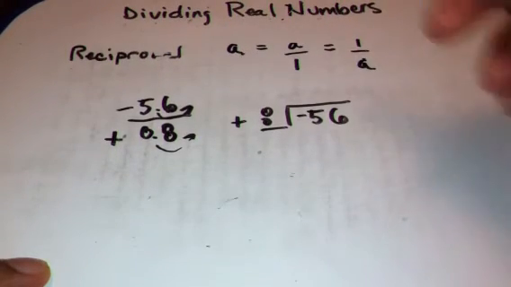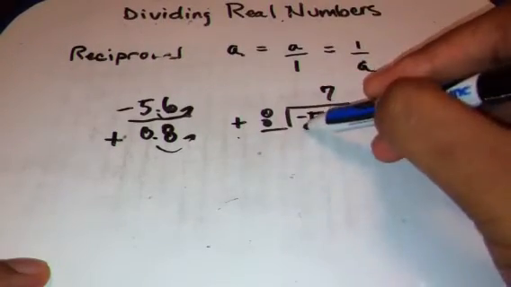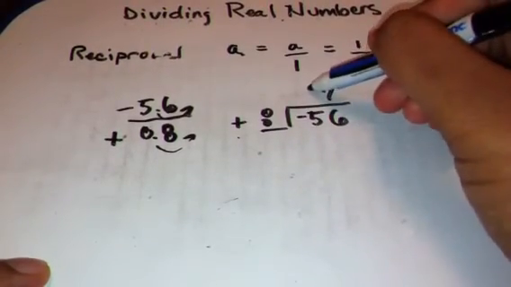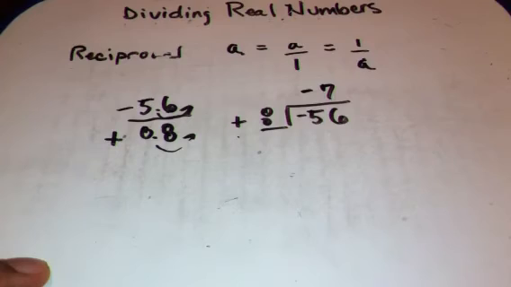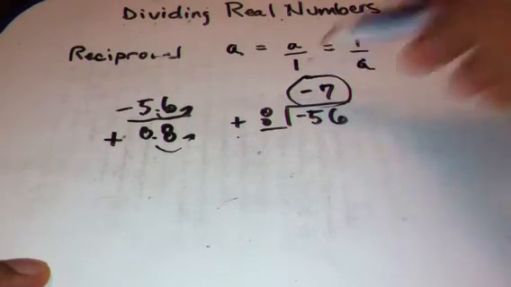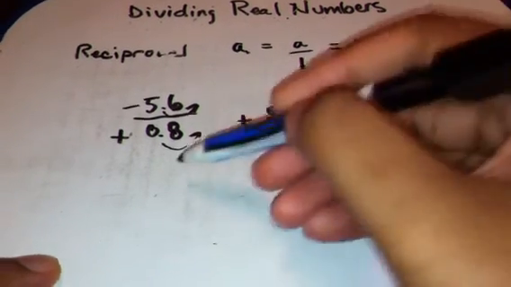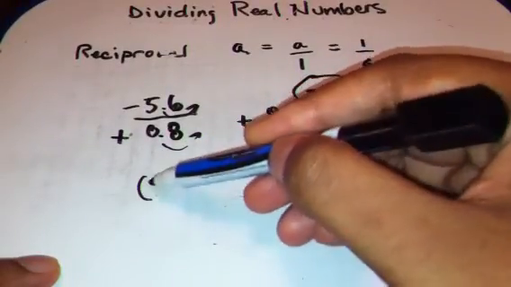Okay? 8 times 7 is 56. Your signs are different. You have unlike signs, so that's a negative 7. And there's your answer. You can check your answer with division at any time by simply multiplying the quotient times the divisor. Let's do that right now.